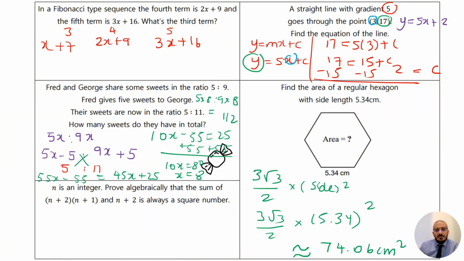n is an integer. Prove algebraically that the sum of n plus 2, n plus 1, and n plus 2 is always a square number. So let's just expand this bracket first. It's going to be n squared plus 2n, n squared, n, 2n. Right, that's done in order. n plus 2n plus 2. If I add n plus 2 to this, it's always going to be a square number. So n, 2n, n, so that's 4n, n squared plus 4n plus 2.